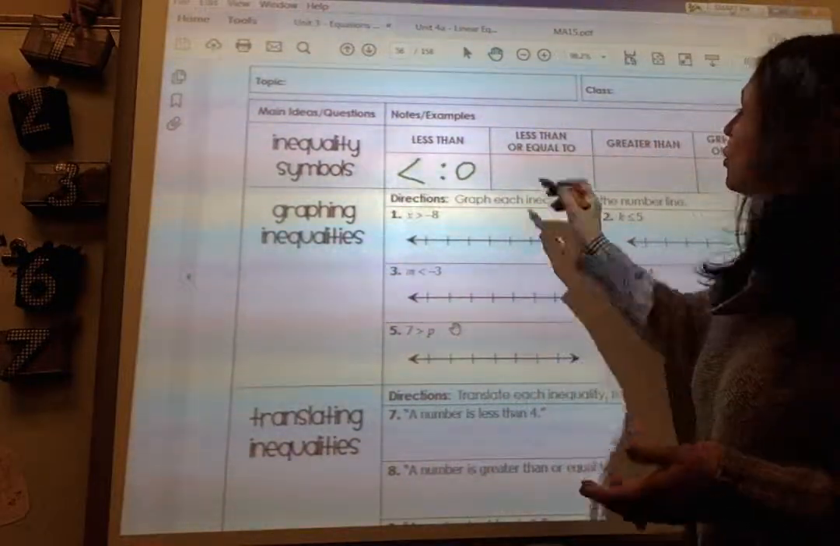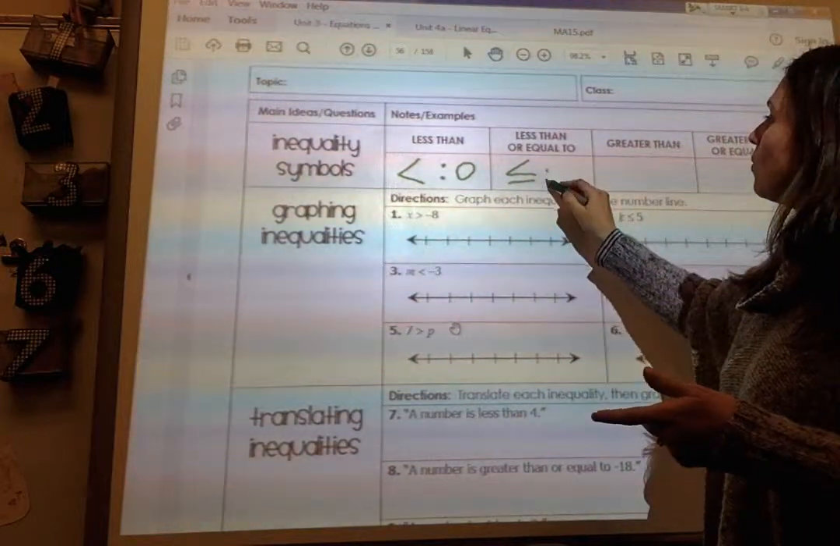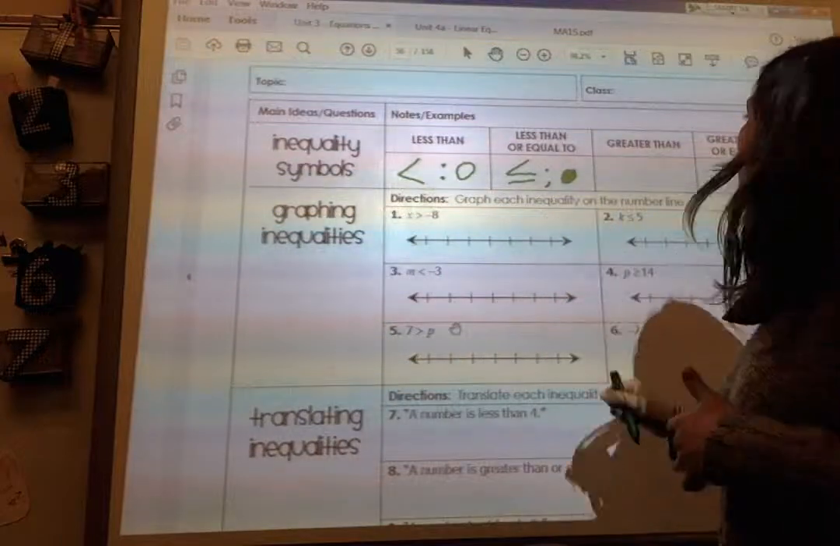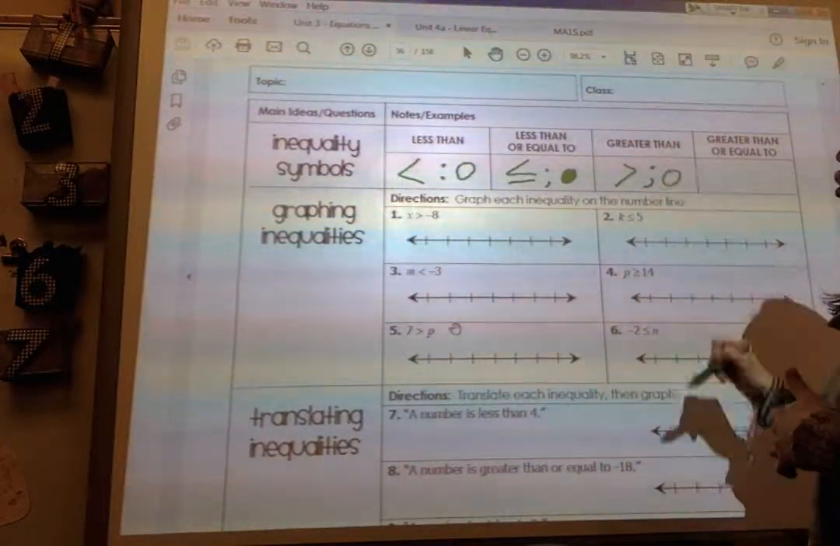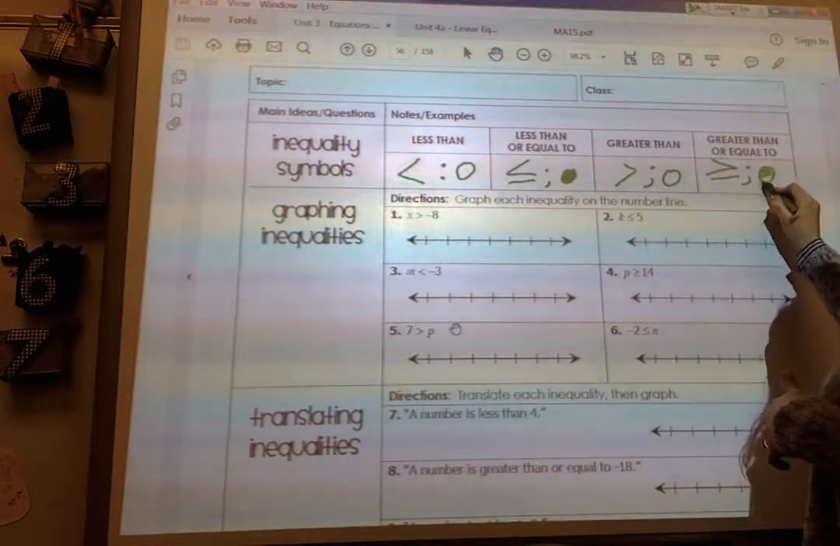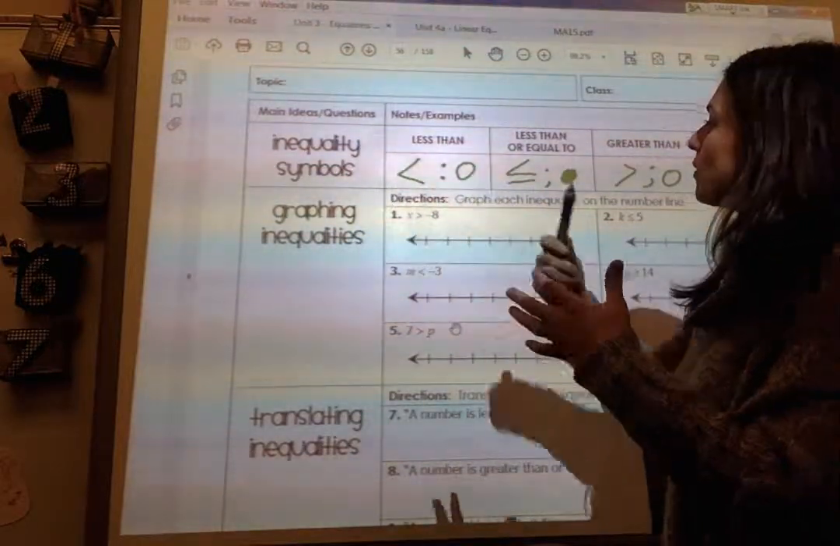Less than or equal to is less than or equal to as an inequality. And then when we graph it, it's a closed circle because it's equal to that. The greater than is greater than, but then on the graph it's an open circle, and greater than or equal to, again, is a closed circle. So we have what it looks like in an inequality statement, and then what it looks like on a graph.